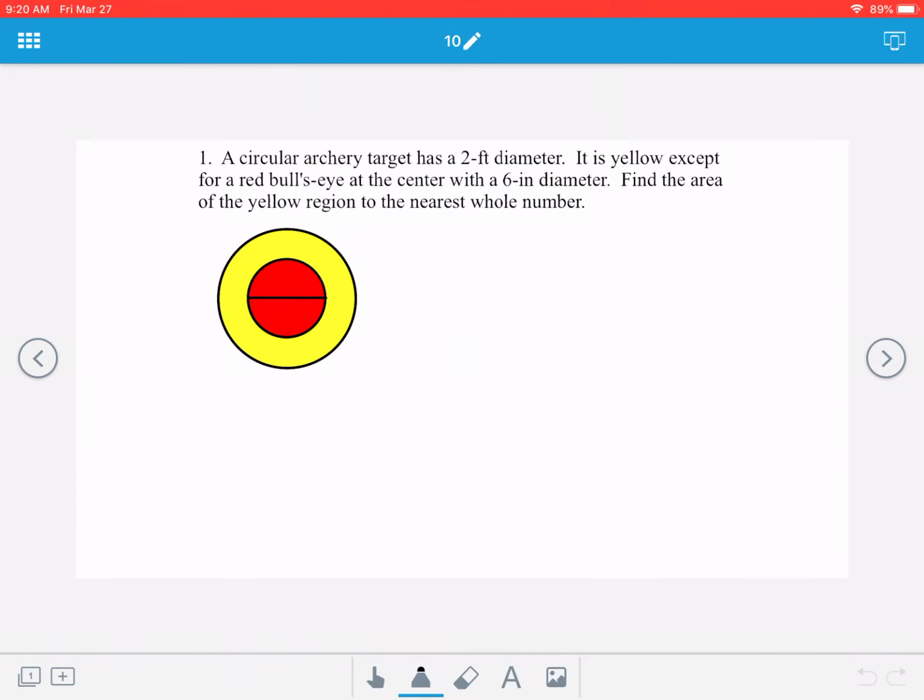This first one, it says a circular archery target has a diameter of 2 feet. It is yellow except for a red bullseye at the center with a 6-inch diameter. Find the area of the yellow region to the nearest whole number. Yellow region. Now that's just that ring. So to find the area of that yellow ring, we have to find the area of the outside circle, the big one, and subtract the area of the little inside one, the red one. Above, to find the area of a circle, it's pi times radius squared. So I need to know the radius for each of the big circle and the little circle.